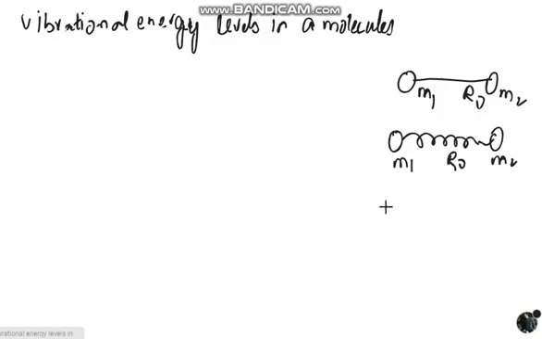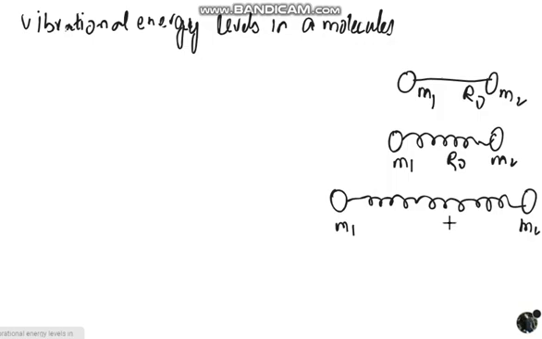As a spring is elastic in nature, we consider the diatomic molecule to be perfectly elastic, so we can stretch it. When we stretch the spring, we increase the distance between them, and this distance can be represented by r. Now we can apply Hooke's law.